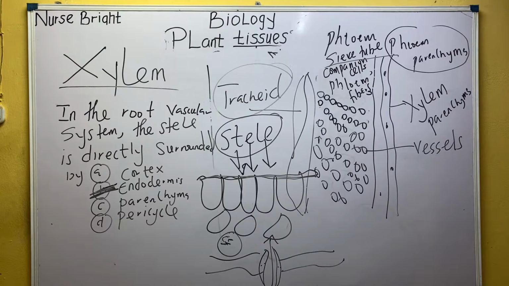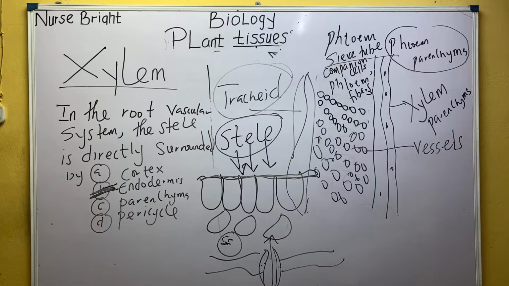Now, let me just tell you something. Plant could be dicot or monocot. Please listen and listen well. Plant could be dicot or what? Monocot. There's something very, very essential I want to tell us right now. Note that plant could be dicot or monocot.